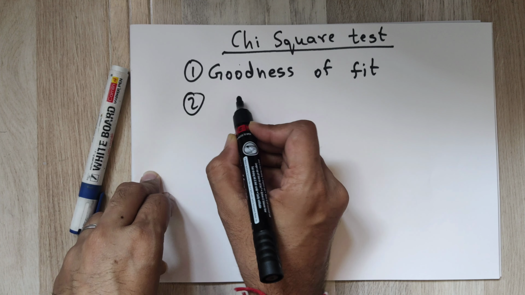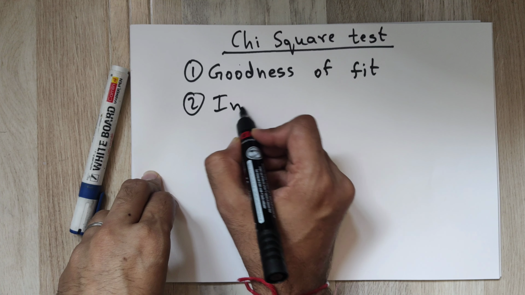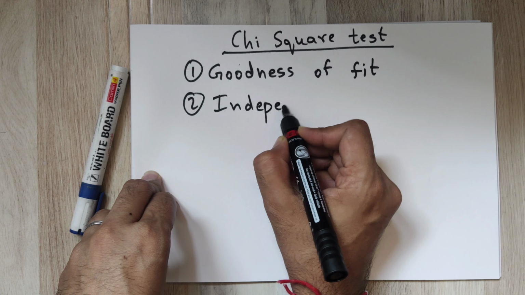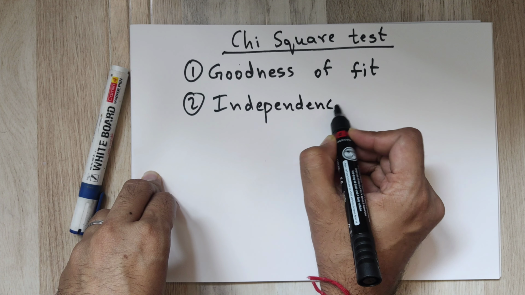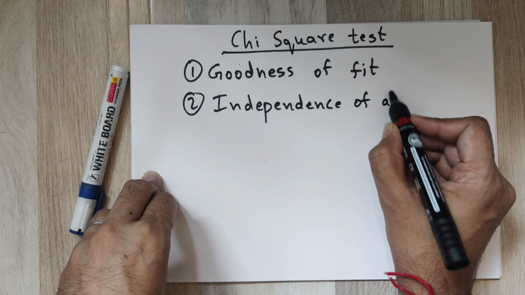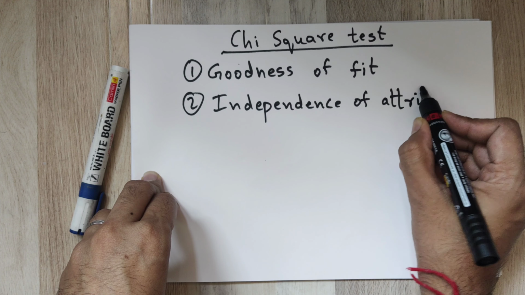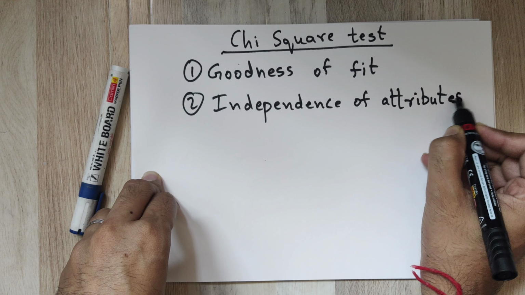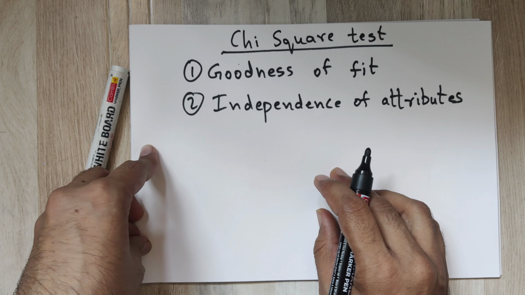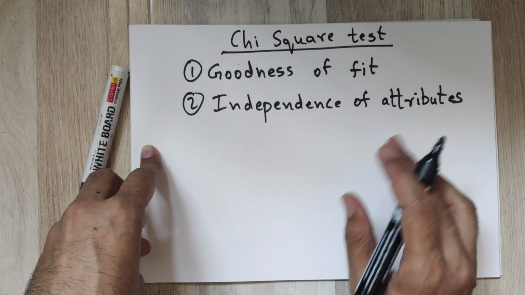And the other application of the chi-square test is for testing independence of attributes. That is, if we have two attributes or two parameters given to us and we want to check whether these two parameters are independent or dependent, then we can use our chi-square test to test this.